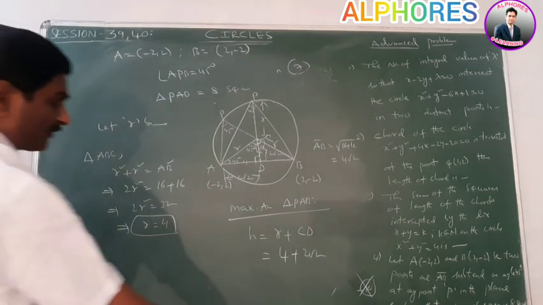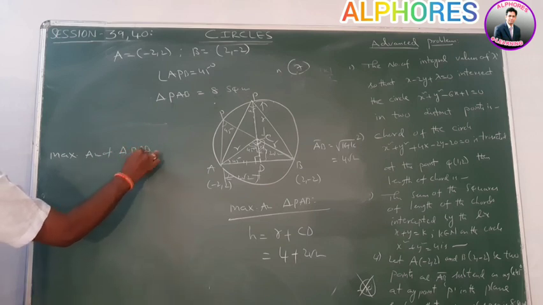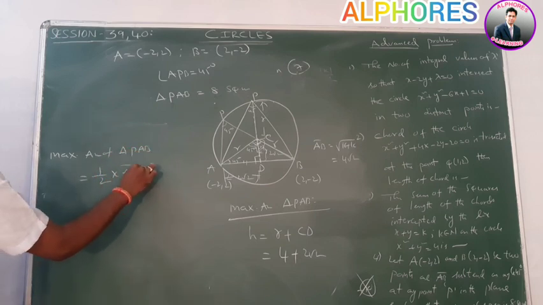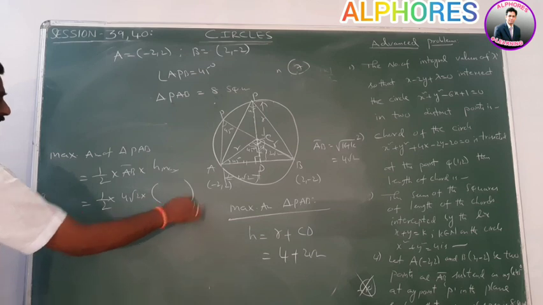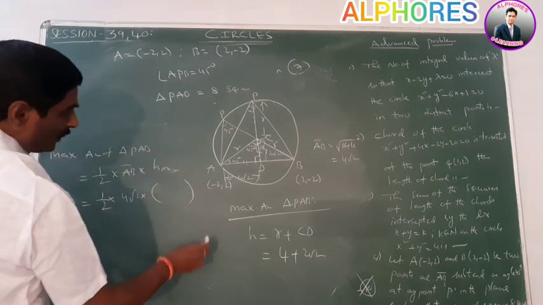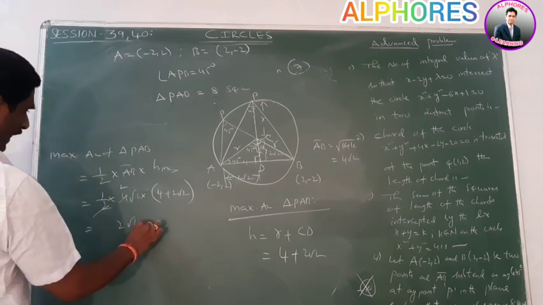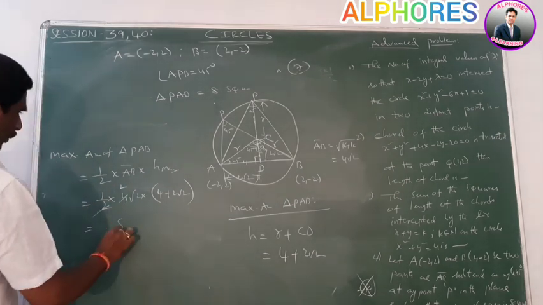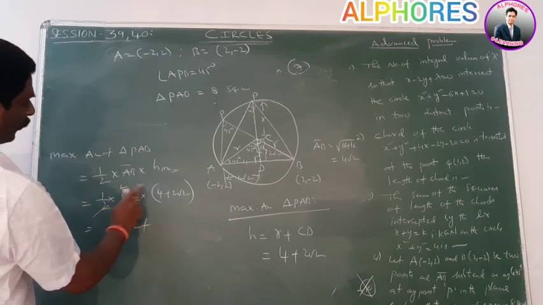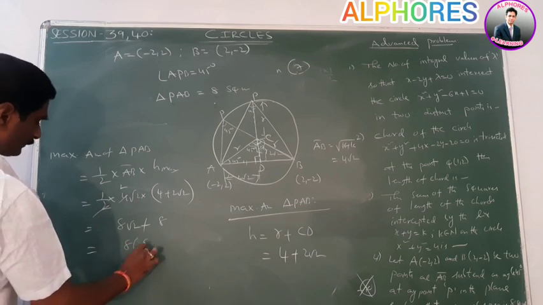Maximum area of triangle PAB is equal to half into AB into maximum height. AB is always 4 root 2, into maximum height 4 plus 2 root 2. The 2 cancels: 2 root 2 into 4 plus 2 root 2. 2 root 2 into 4 means 8 root 2, plus 4 into 2, 8. That is equal to 8 plus 8 root 2, which is 8 times (root 2 plus 1).